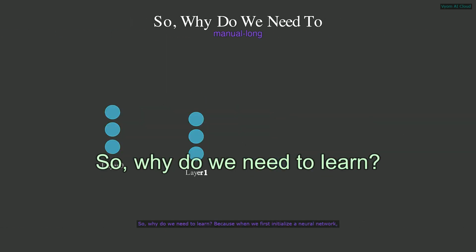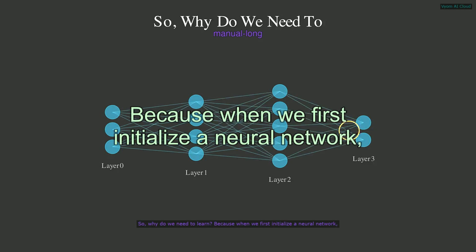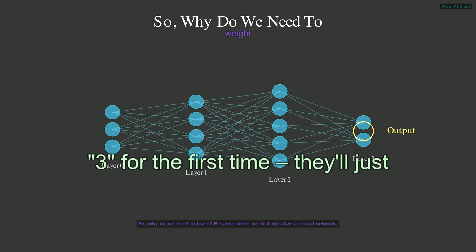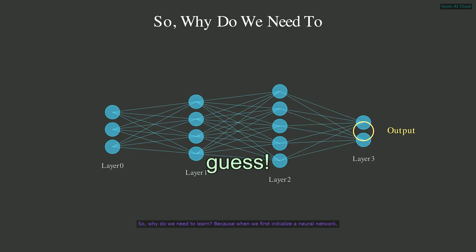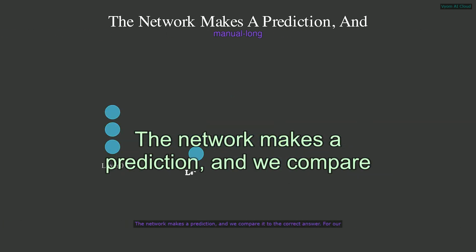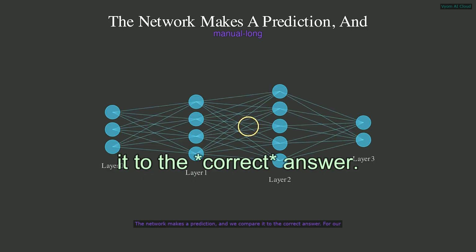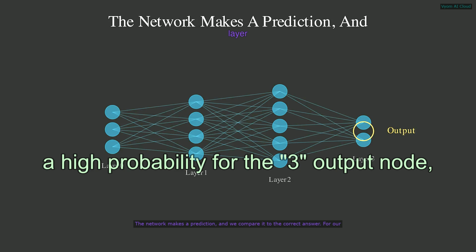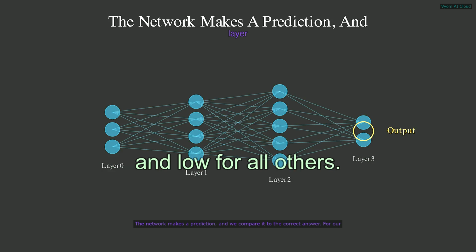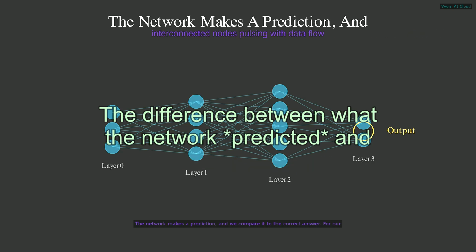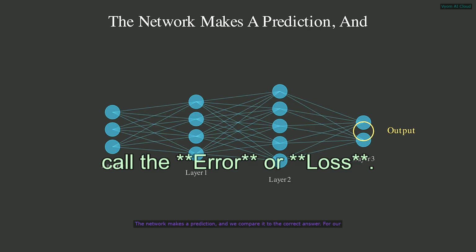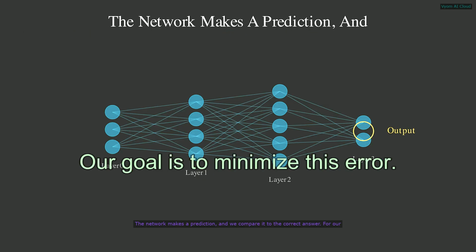So, why do we need to learn? Because when we first initialize a neural network, its weights and biases are essentially random. It's like asking a toddler to identify a 3 for the first time; they'll just guess. The network makes a prediction, and we compare it to the correct answer. For our 3, the correct output should be a high probability for the 3 output node, and low for all others. The difference between what the network predicted and what it should have predicted is what we call the error or loss. Our goal is to minimize this error.